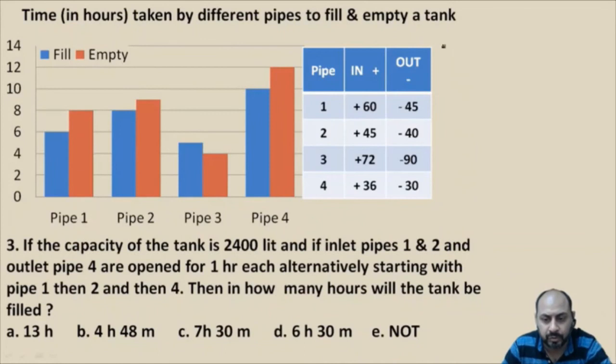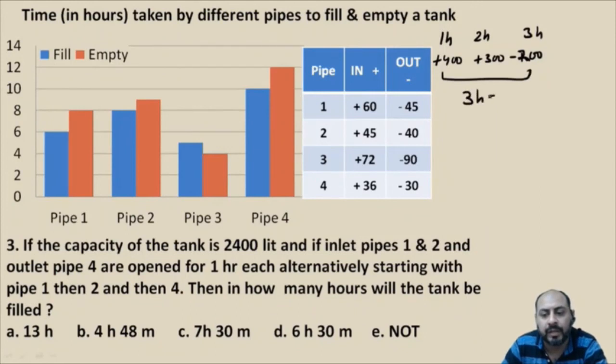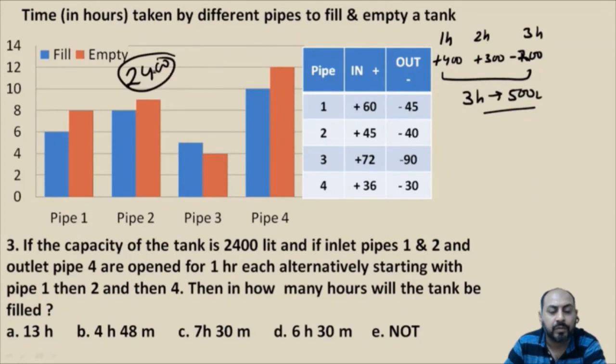What we're supposed to do is this. First hour we get plus 400. Second hour we get plus 300. And the third hour we get minus 200, right? So every 3-hour cycle, we are getting 500 liters in the tank. Now, since the capacity of the tank is 2400, let us see what happens.